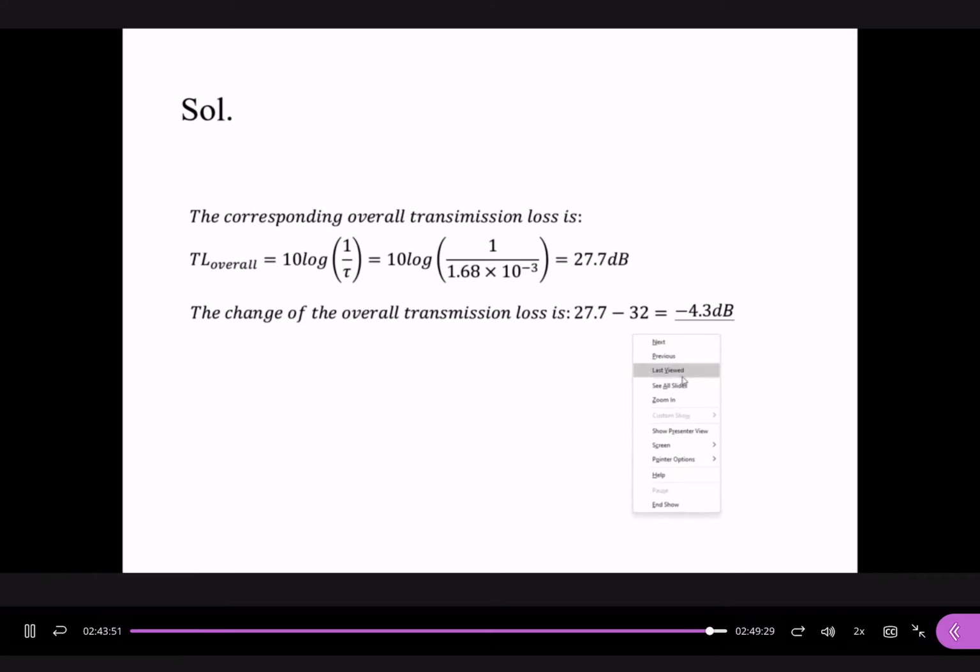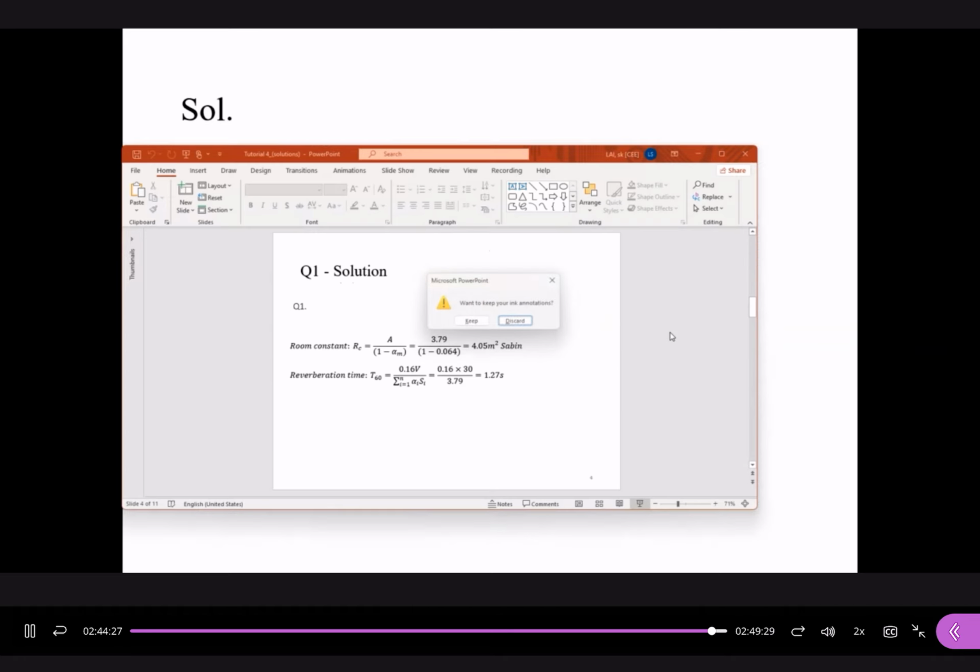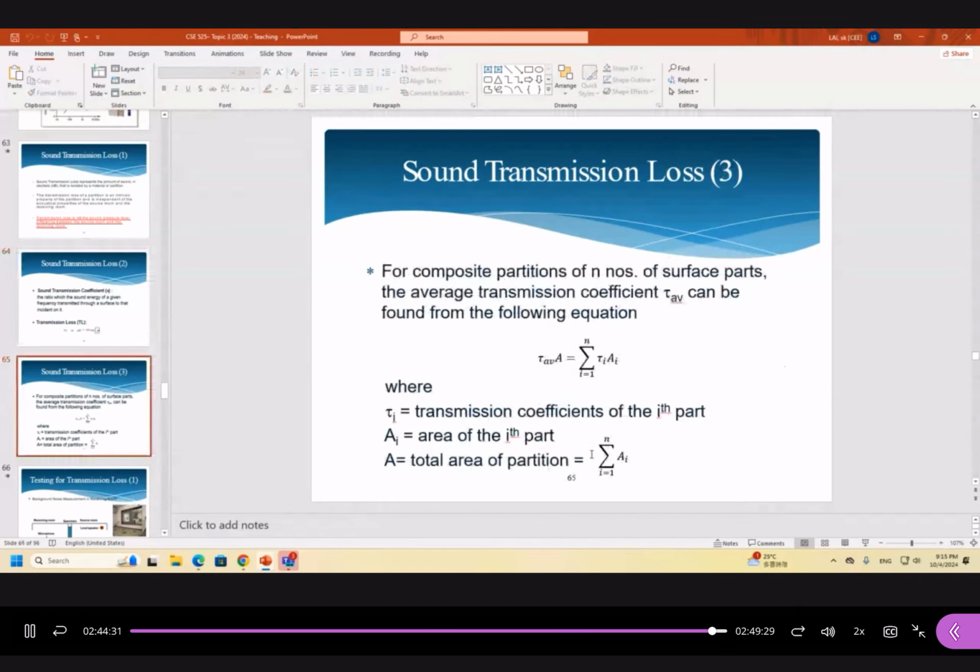This one, without the creation of an opening, is 32 dB. If we create a hole, it becomes 27.7. It means that the transmission loss can be reduced. It makes sense because with an opening, more and more sound energy can pass through it. So that's why the transmission loss could be reduced. Okay, any problem? In the whole example here, we just make use of this equation and also this equation only, these two equations only.